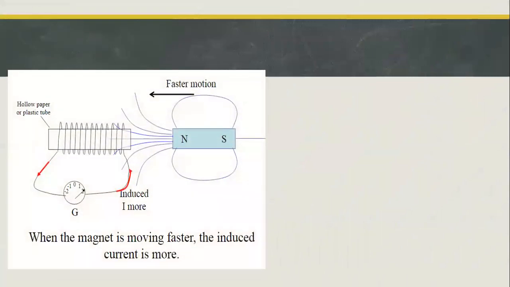In this diagram, when the magnet is moving faster, the induced current is more. In the previous slide, the needle is at 1. Now the needle is at 2 because the magnet is moving faster. Forward, backward, if the frequency of the magnet is high, then the induced current is also more. So if we move the magnet faster, the induced current is also more. Again, the direction of the induced current is anti-clockwise if we move the north pole of the magnet towards the solenoid.